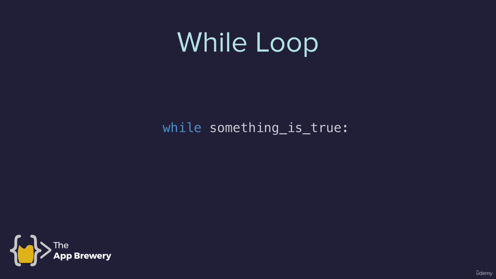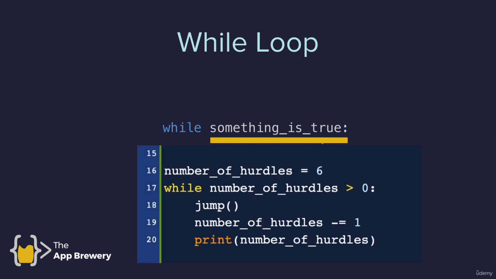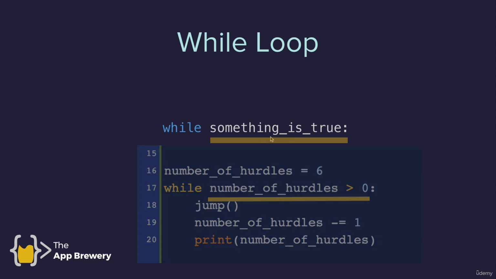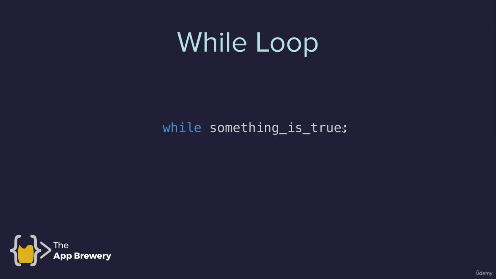This is what the syntax for the while loop looks like. First, we have the while keyword. And then we have some sort of condition that we're going to test. So previously you saw it was number of hurdles being greater than 0. And whenever that condition is true, then it's going to look inside the while loop at the indented lines of code to carry out those instructions, to do this, then do this, then do this.